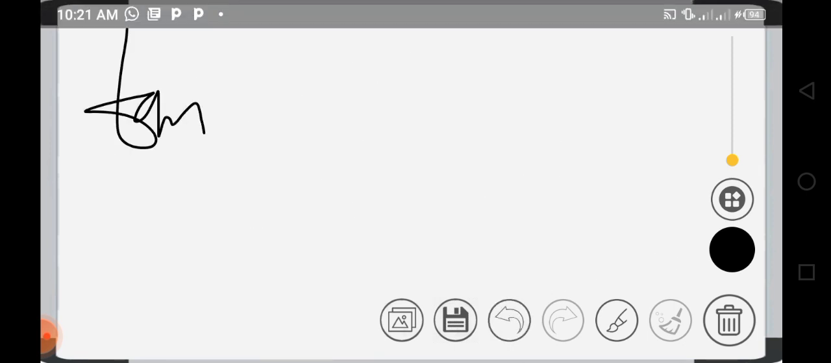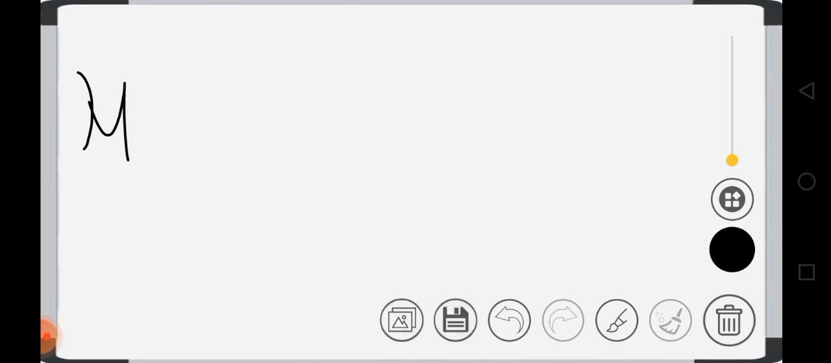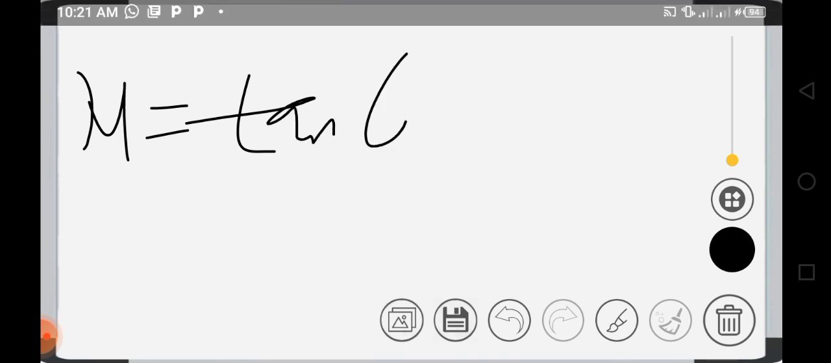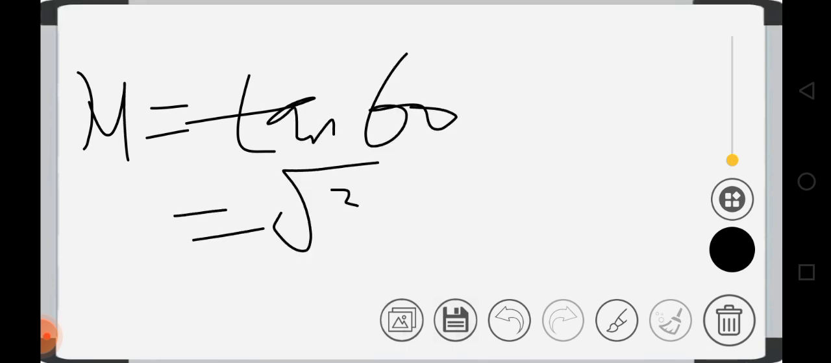So the answer to the question we just finished, what is mu equal to? That question we were looking at was tan 60, which is equal to root 3. That is the answer to the question, root 3. So please take note of that. As simple as that. Thank you.